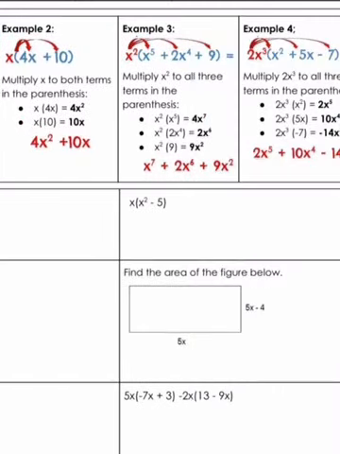Next one, we have x squared that we're going to be distributing the x to. So that would give us x to the third times negative 5, so negative 5x.